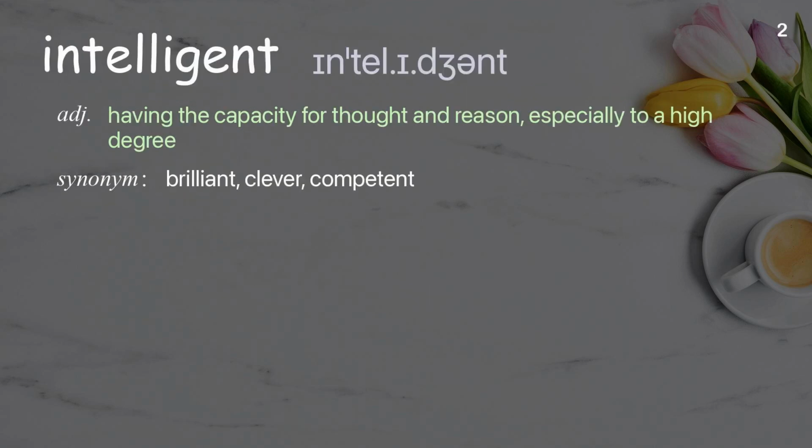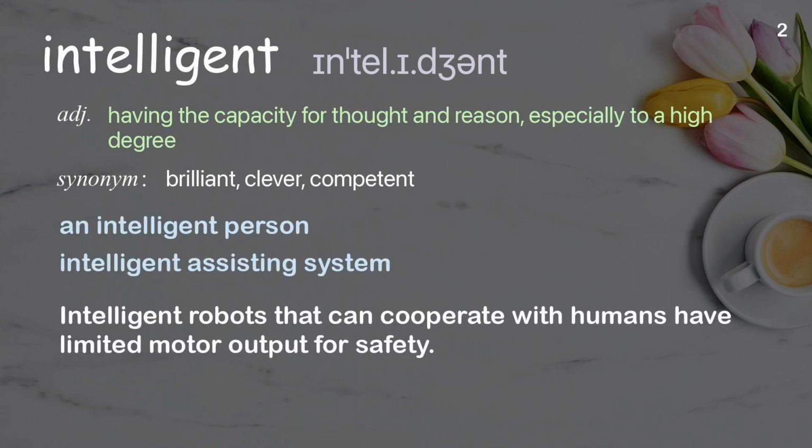Intelligent. Having the capacity for thought and reason, especially to a high degree. Examples: An intelligent person. Intelligent assisting system. Intelligent robots that can cooperate with humans have limited motor output for safety.